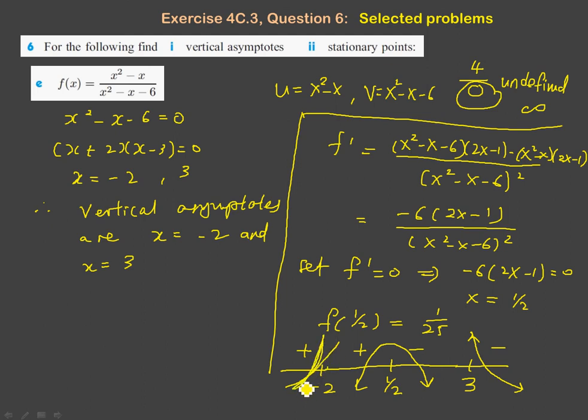Oh, I made a mistake here. It shouldn't cross at 2. Yeah. And finally we can conclude that there is a local minimum at the point a half, 1/25. We're not asked to sketch the function, so we'll stop here for the moment.